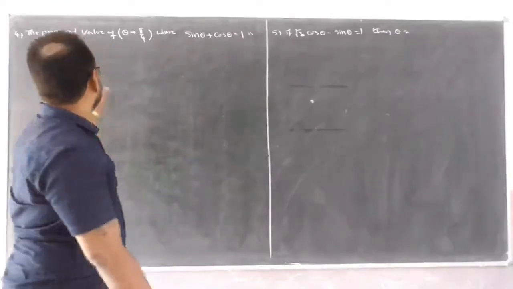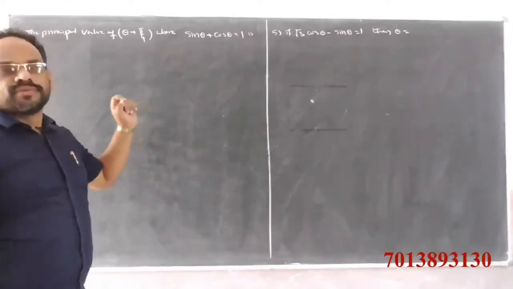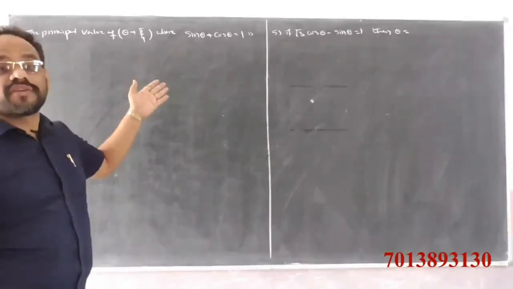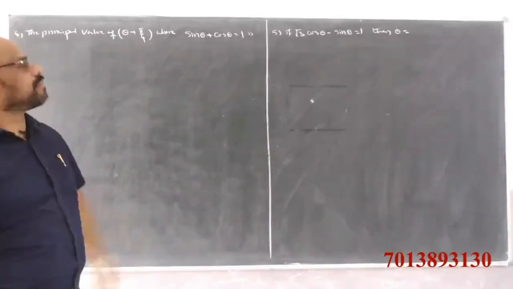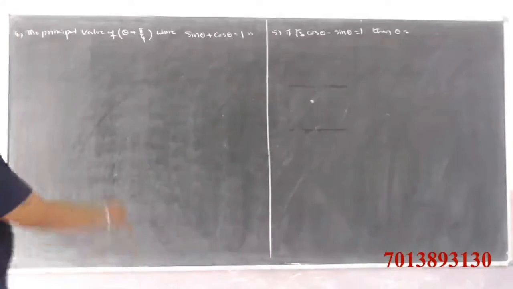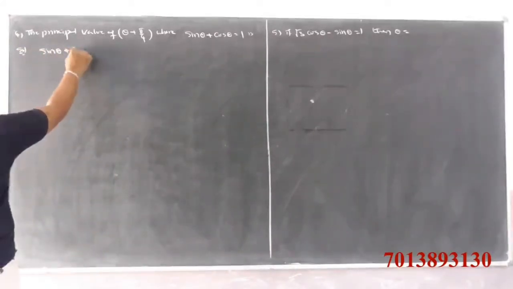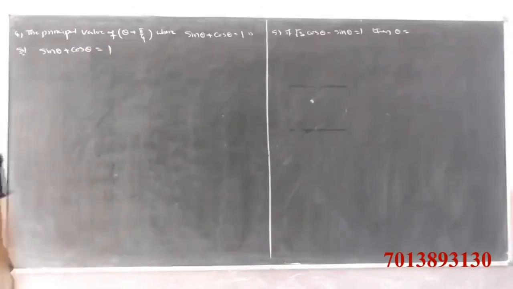Next one. The principal value of theta plus pi by 4, where sin theta plus cos theta is equal to 1. Given that, sin theta plus cos theta is equal to 1.